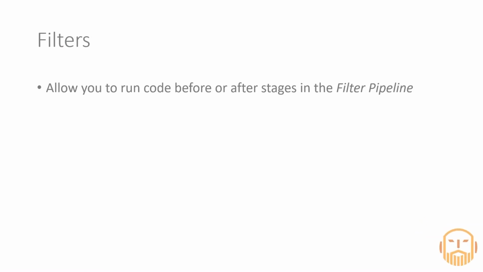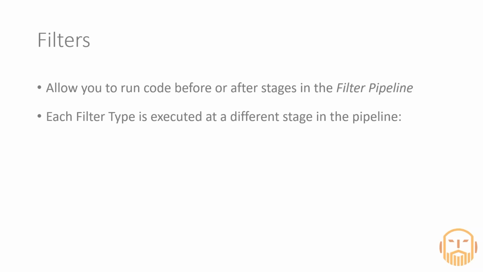So what are filters? In a long and short of it, they allow you to run code before or after stages in what's called the filter pipeline. And we've got a bit of a diagram of what the filter pipeline is on a couple of slides' time. Each filter is executed at a different stage in the pipeline, so you have things like authorization filtering or resource filtering, action filtering, exception, and result.